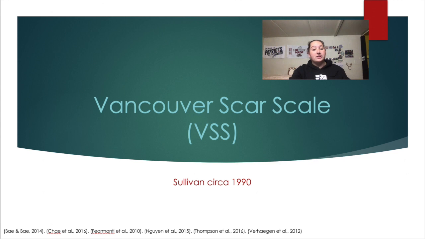So the 4 characteristics that the VSS focuses on are pigmentation, vascularity, pliability, and height/thickness. I couldn't find any specific articles that said definitively if it was meant for any age group. It didn't even say how long it takes to go through. But you'll see that it really can be used on anyone of any age.